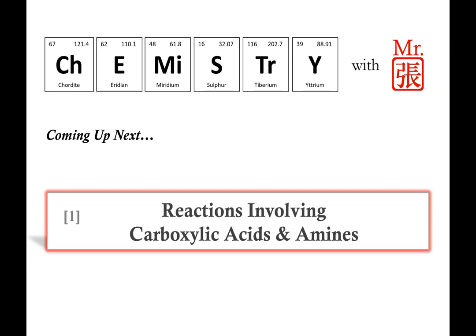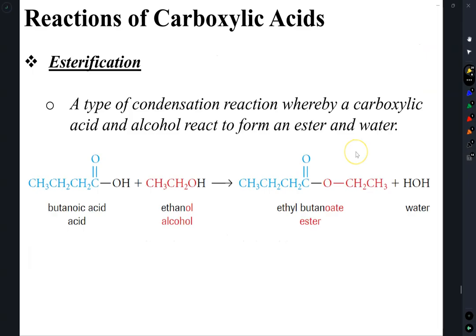In this video tutorial, we will look at chemical reactions involving carboxylic acids and amines. One type of chemical reaction involving carboxylic acids is called esterification. This is the process of creating an ester. Now, this is a type of condensation reaction, which is a subcategory of a substitution reaction, whereby a carboxylic acid and an alcohol react to form an ester and water.